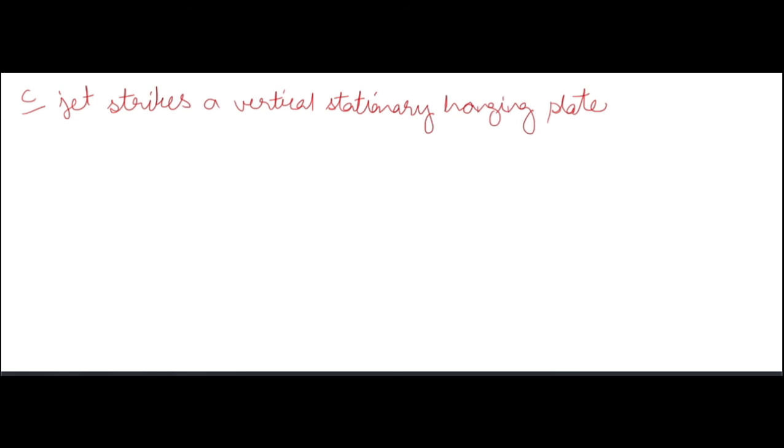Now we have the third case, where a jet strikes a vertical stationary hanging plate. The plate was initially vertical, but due to the impact of the jet it has moved in this direction. So this theta will be the angle moved by the plate from the vertical direction.